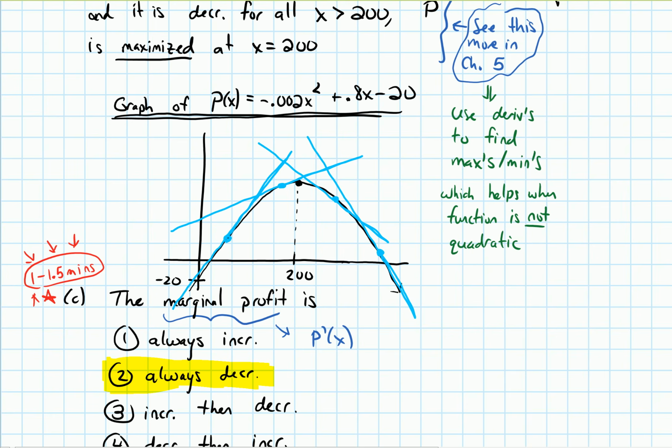So another way to see this is the slopes of the tangent lines keep getting smaller and smaller. And the slope of the tangent line, that's what the derivative tells us. So the derivative is always decreasing because the slopes of the tangent lines are always decreasing in this picture.